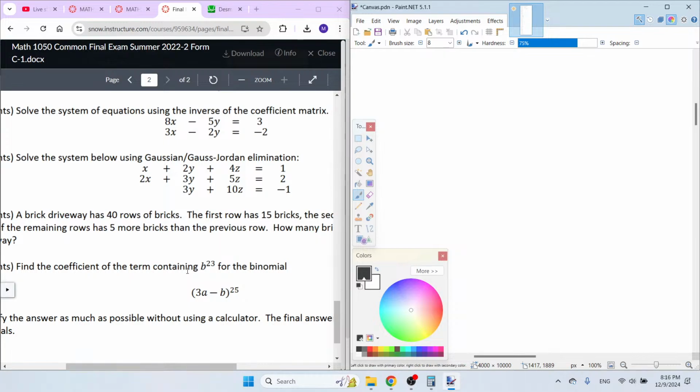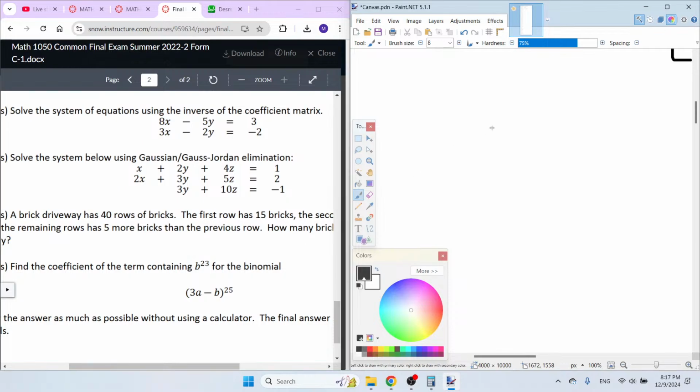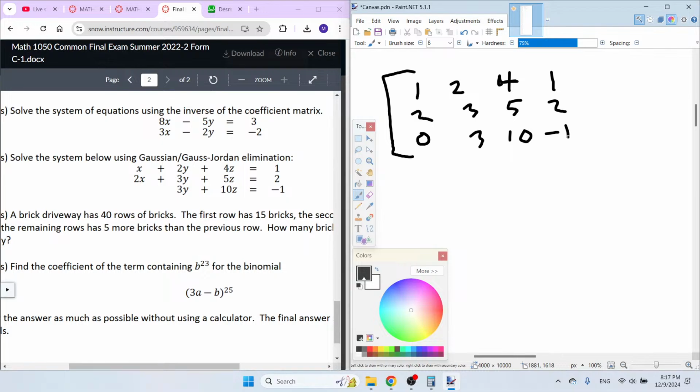Solve the system below using Gaussian or Gauss-Jordan elimination. Sure, we can do that. So Gauss-Jordan elimination means we want to set this up as a matrix. So we have 1, 2, 4, 1, 2, 3, 5, 2, 0, 3, 10, and -1.